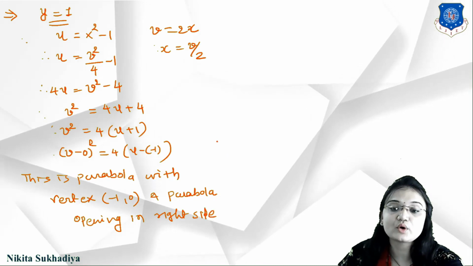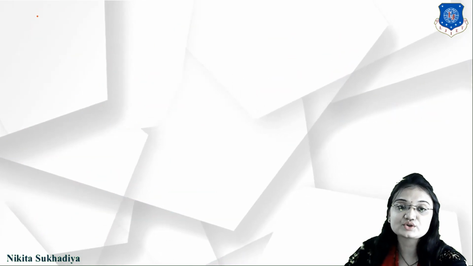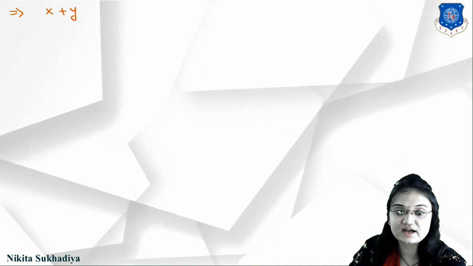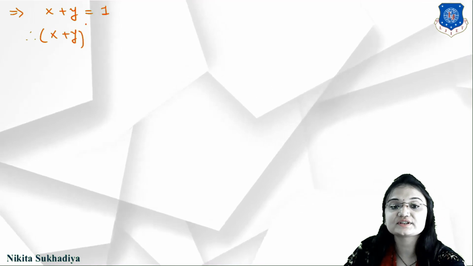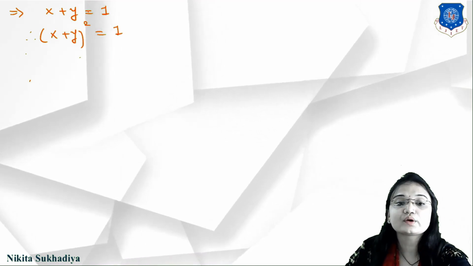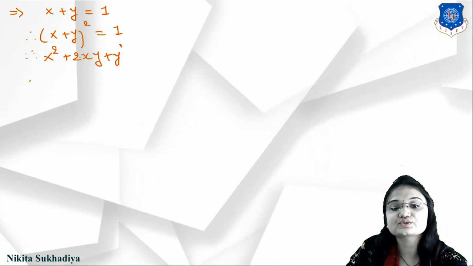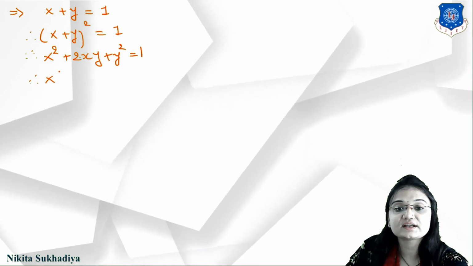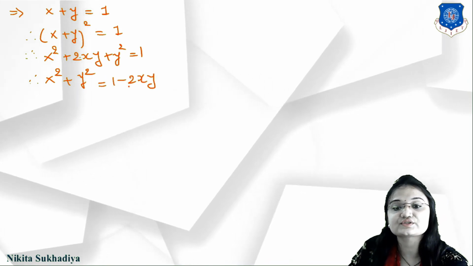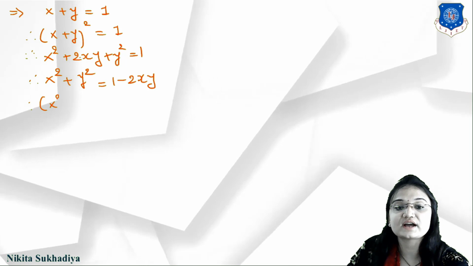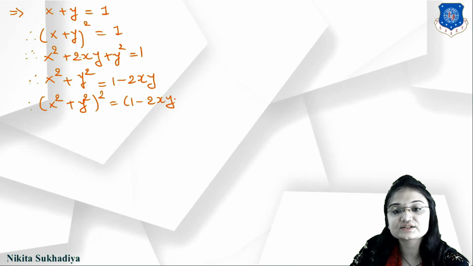Okay, our third point is we have to find out the image of x plus y is equal to 1. So our third line is x plus y is equal to 1. By squaring both sides, (x plus y) whole square is equal to 1. Now this becomes x square plus 2xy plus y square is equal to 1. Taking 2xy to the opposite side, x square plus y square is equal to 1 minus 2xy. Now squaring again both sides, (x square plus y square) whole square is equal to (1 minus 2xy) whole square.